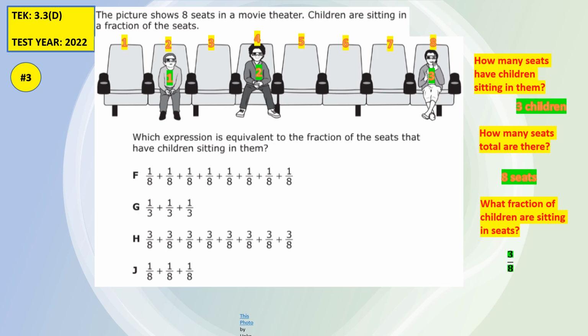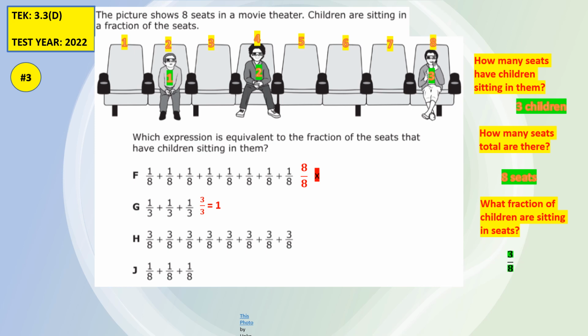Okay. Now I have to figure out which one of these answer choices represents 3/8. Well, it's definitely not F. If I add all of those unit fractions of 1/8 up, then I have 8/8. So it's not F. Let's look at G. I have 1/3 plus 1/3 plus 1/3. If I add those unit fractions up, it's 3/3. And 3/3 is equal to 1 whole. So that's not it either.